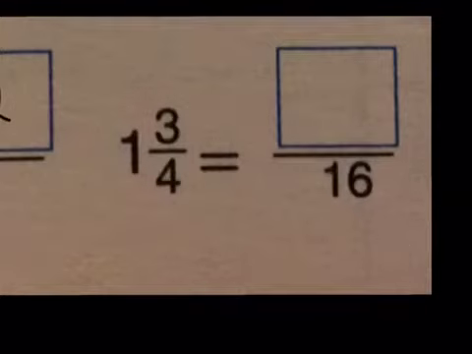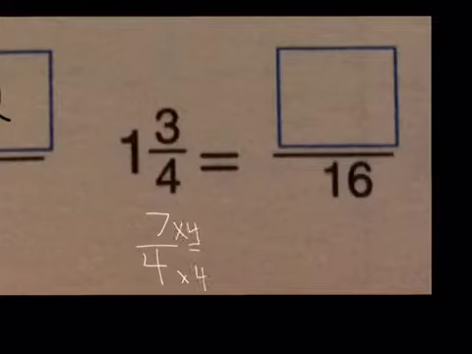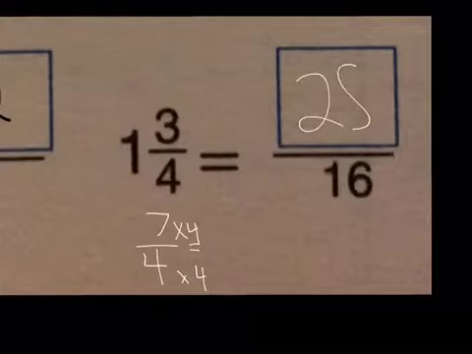Okay, let's do the third one. Let's start by changing this one. Let's change it to an improper fraction. 4 times 1 equals 4 plus 3 is 7 over 4. Okay. What must I do to the 4 to make it 16? 4 times 4, right? So we must do the same to the 7. 7 times 4 equals 28. There you go.